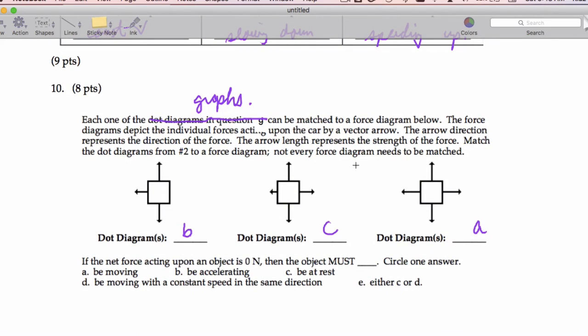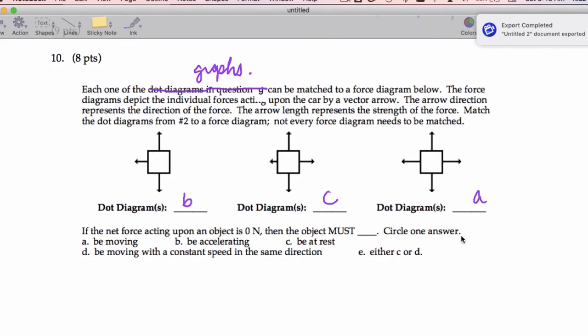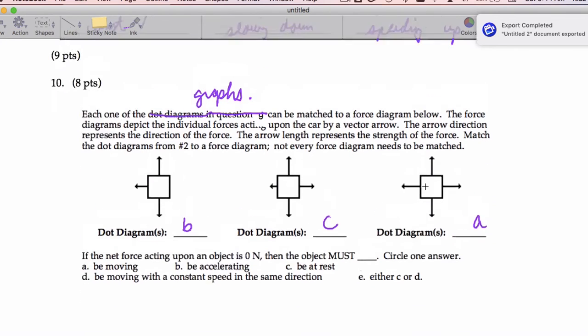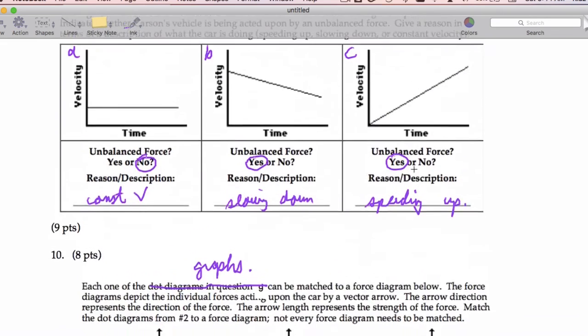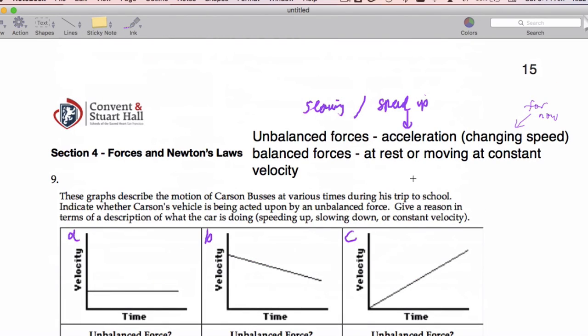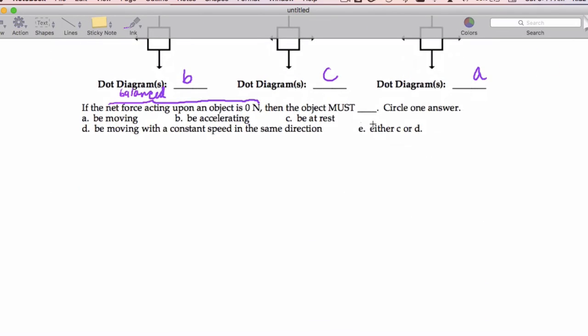Just to remind you, the net force means the total force acting on an object. If that is 0 newtons, then the object must be, again, net force equals 0. Okay, I just want to underline this. Net force equals 0 is just a fancy way of saying balanced. Just to be clear. And we already know that if forces are balanced, you can either be at rest or moving at constant velocity. So that's how we are getting this.